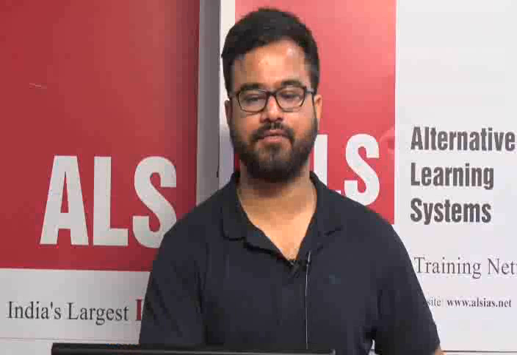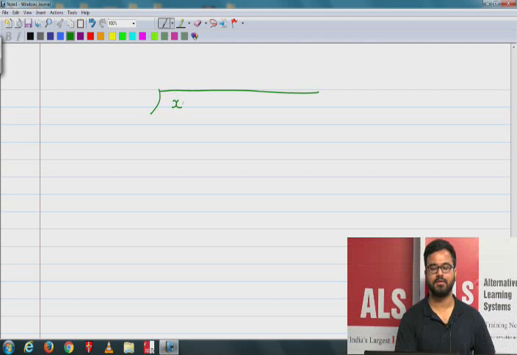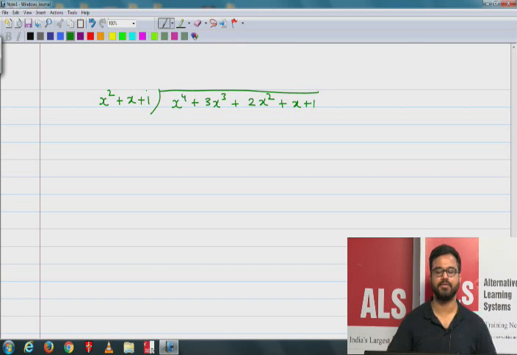Let's say you have to divide x power 4 plus 3x cube plus 2x square plus x plus 1. This time let's say we are dividing by x square plus x plus 1. Try this, it's a very good one.